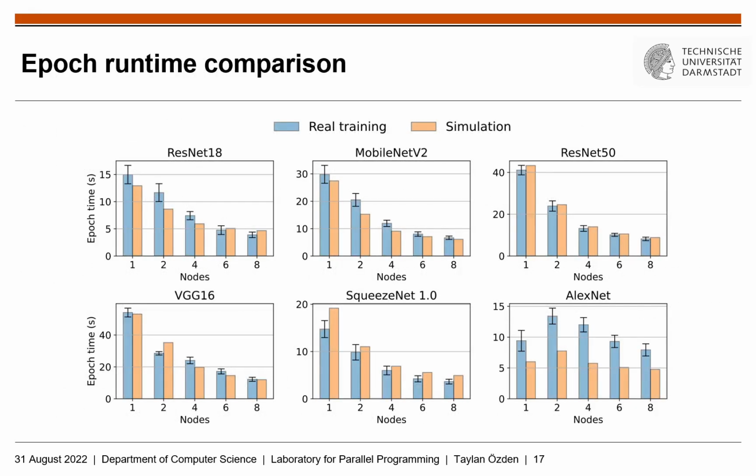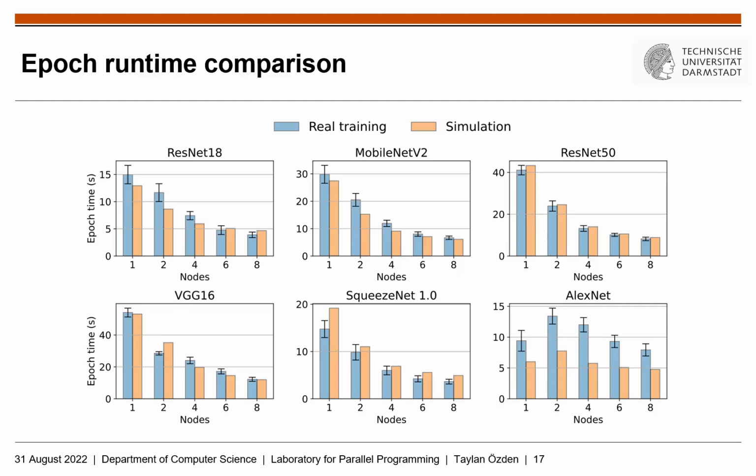Okay, so coming to the epoch runtime comparison, you can see the real training here in blue and the simulated runtimes in orange. We used ResNet as a baseline model, and then used the parameters of MobileNet, VGG16, SqueezeNet, and AlexNet to compare the runtimes to the real models. And what you can see is that for ResNet, MobileNet, and VGG16, we are very close to the real epoch time. But for SqueezeNet, for example, we have a small overestimation.